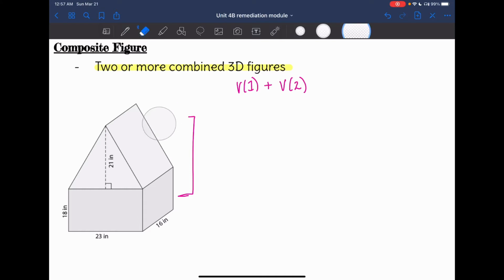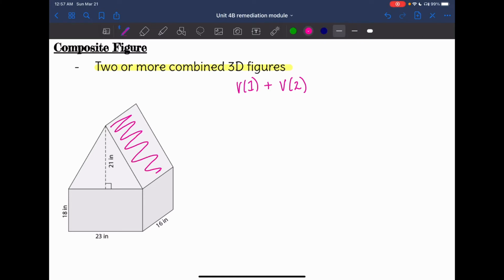So I need to identify the figures that I have. This top figure, I see a rectangular side and I see a triangular base, which makes this a triangular prism. Alright? For the bottom, I know that this piece down here is a rectangle because that's one of the faces of my triangular prism.